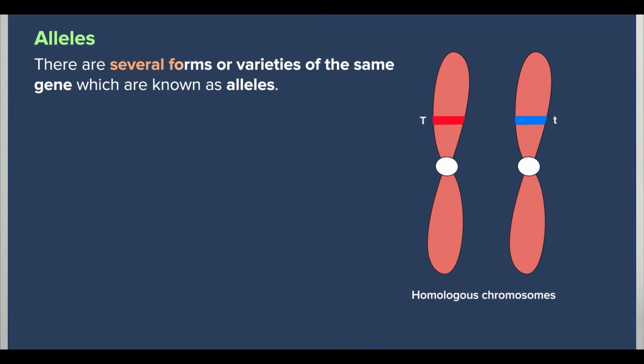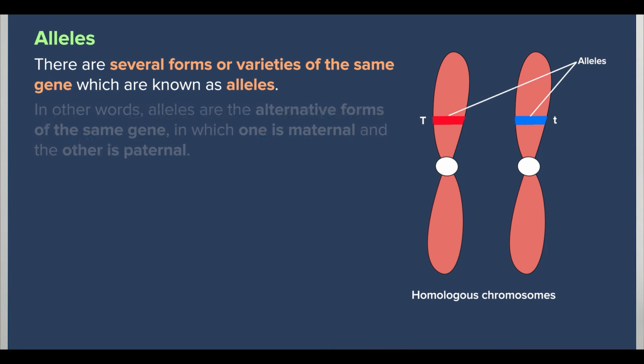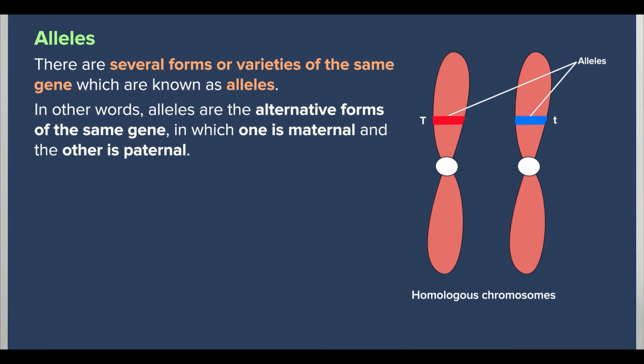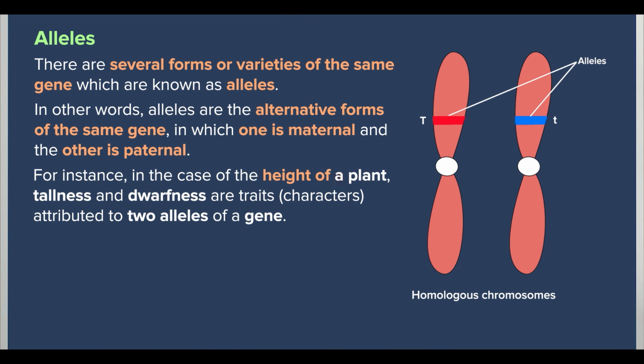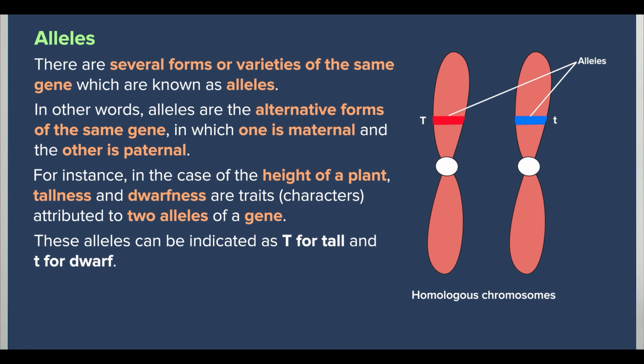And there are several forms of varieties of the same gene, which are known as alleles. In other words, alleles are the alternative forms of the same gene, in which one is maternal and the other is paternal. For instance, in the case of the height of a plant, tallness and dwarfness are traits attributed to two alleles of a gene. These alleles can be indicated as uppercase T for tall and lowercase t for dwarf.